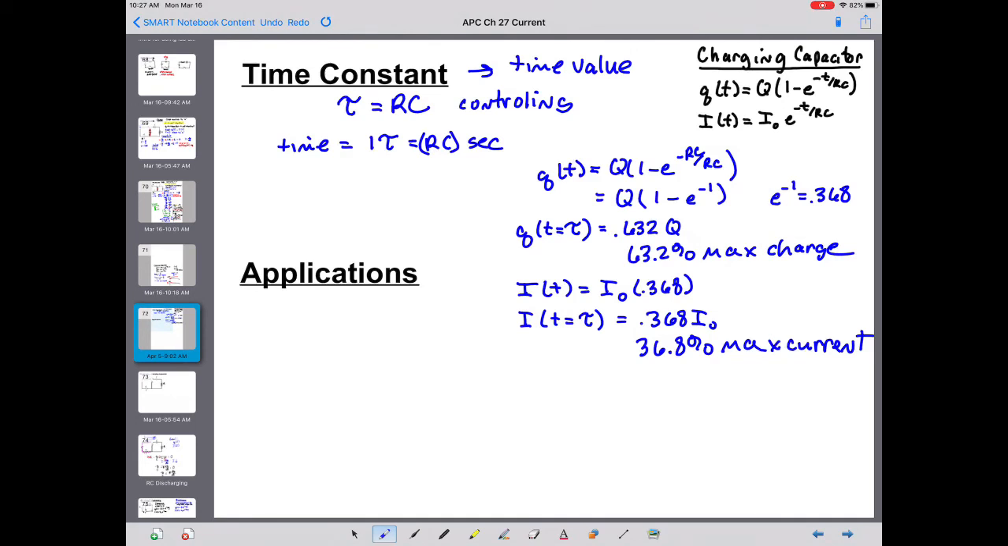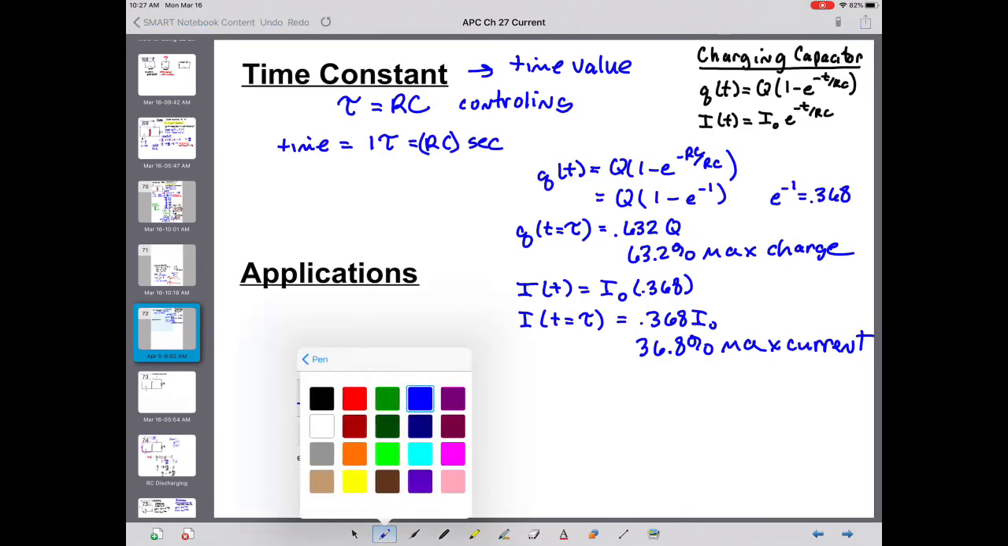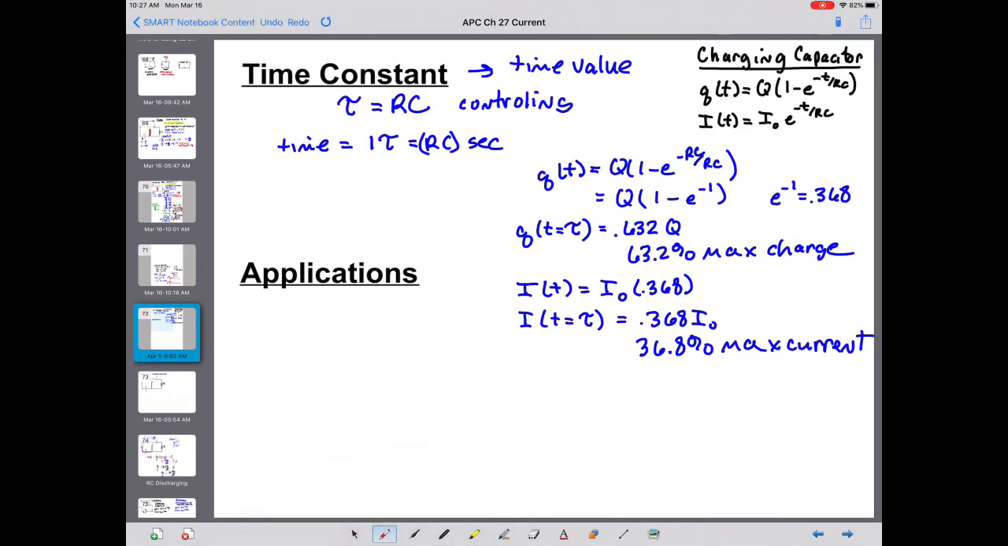Now, let's talk about applications of RC circuits. Basically, what you have added in this whole process by putting them in combination with each other is the factor of time. So when you need things to occur over time, or you need to charge up the capacitor and it takes a period of time, an RC circuit is useful.